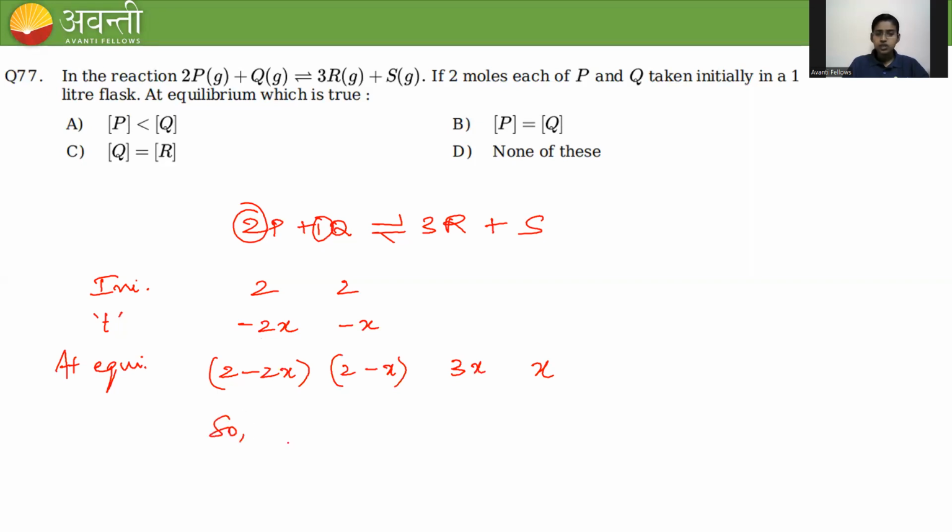Here, 2 minus 2x is smaller, right? 2 minus 2x is small. So the concentration of Q is greater than the concentration of P. The concentration of Q is higher than the concentration of P. So option A will be the correct answer for this question.